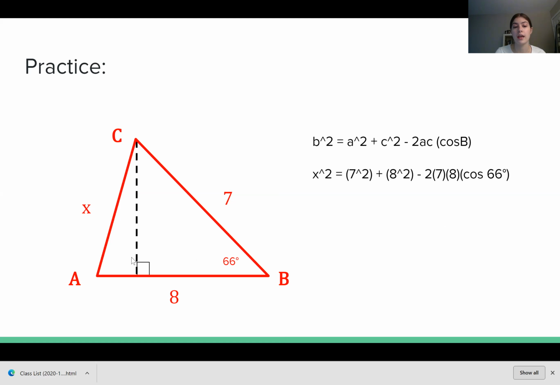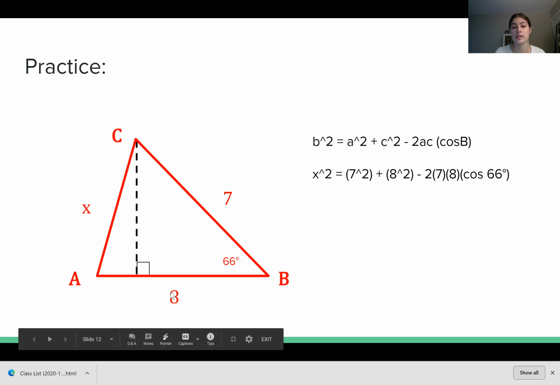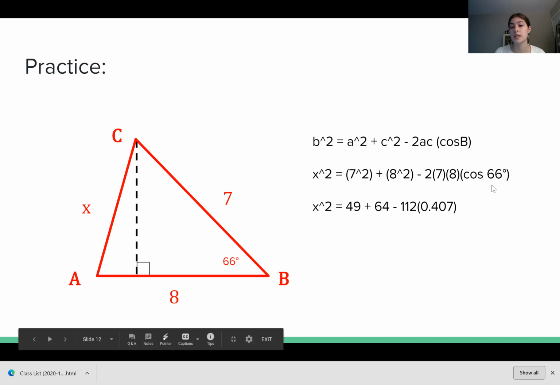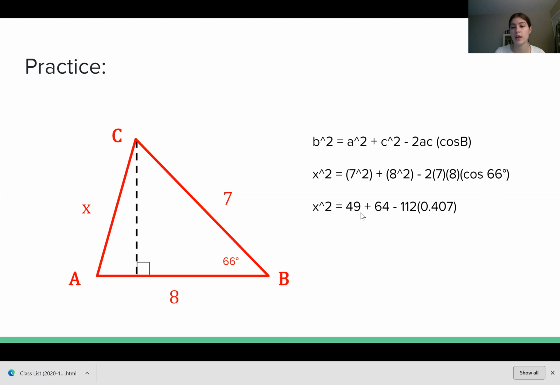The length of side A is 7, so 7 squared, plus the length of side C squared, and the length of side C is 8, so 8 squared, minus 2 times 7 times 8 times the cosine of angle B, which is 66 degrees. Well, 7 squared is 49, plus 8 squared, which is 64, minus 2 times 7 times 8, which is 112, times the cosine of 66, which is 0.407. So you plug this into the calculator, 49 plus 64 minus 112 times 0.407, and you'll get x squared is equal to 67.416.